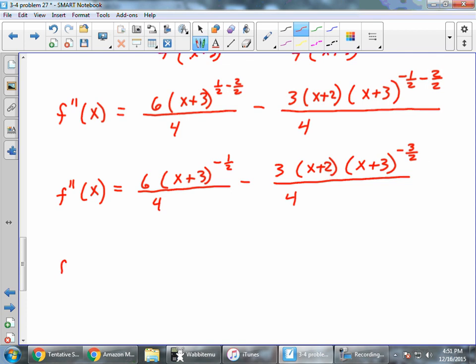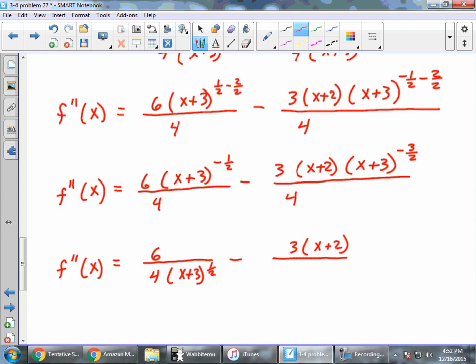So let's get these negative exponents out of the numerator and into the denominator to make them positive exponents. F prime of x equals 6 over 4 times x plus 3 to the positive 1/2 minus 3 times the quantity x plus 2 over 4 times the quantity x plus 3 to the positive 3/2.